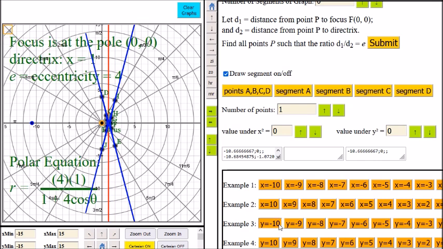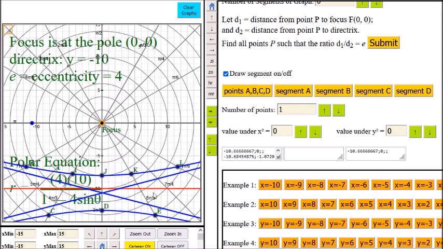And now let's look at the case where the directrix is horizontal below the pole. So in this case, this is the line y equals negative 10. So the distance from the pole to the directrix is 10. So d is 10, and the eccentricity is still 4. And so if the directrix is below the pole, then it will be ed divided by 1 minus e times sine of theta.